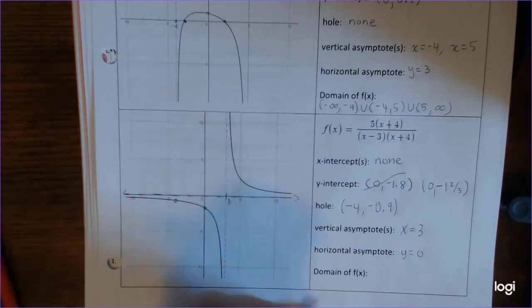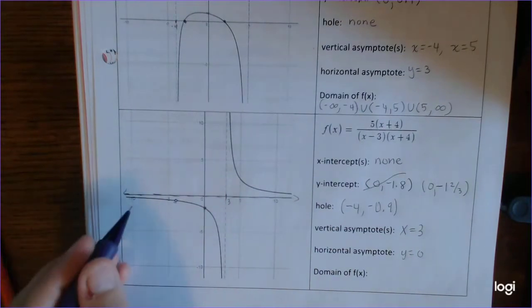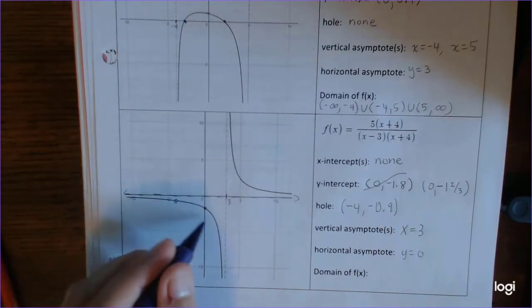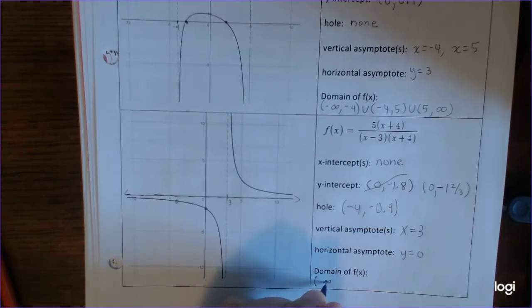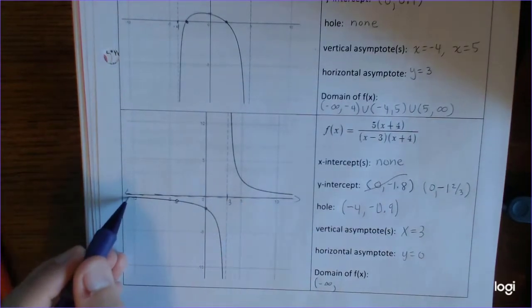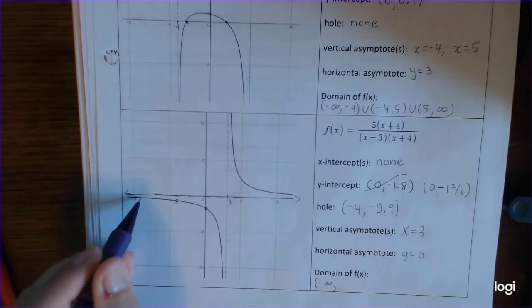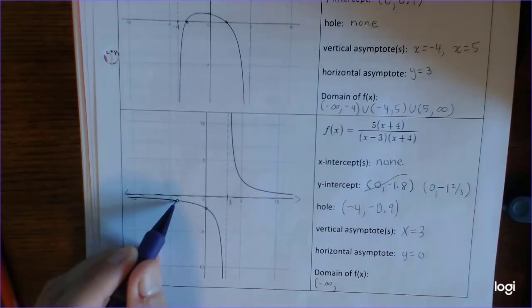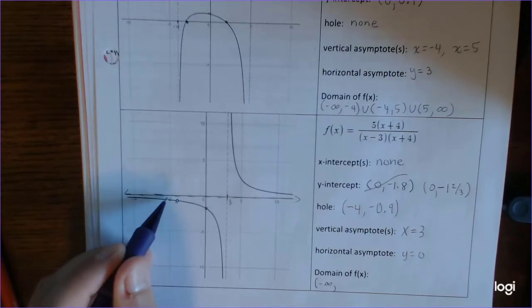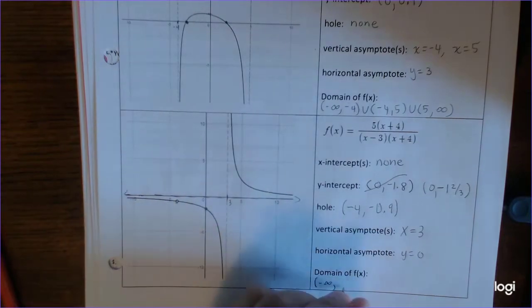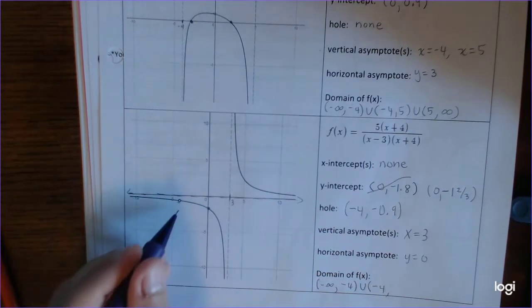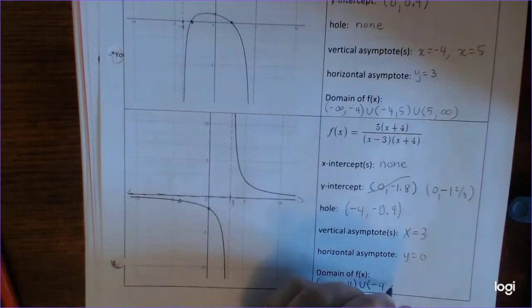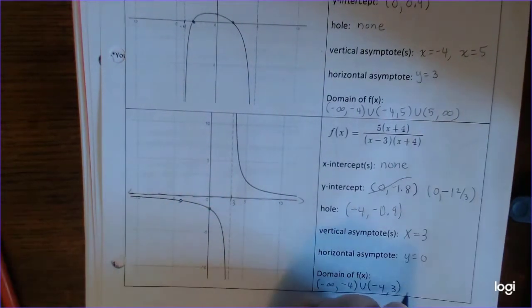Alright, and the domain, all the set of x coordinates that give you ordered pairs. Okay, so this is a little tricky. You've got negative infinity. All these x coordinates are giving you y coordinates, ordered pairs, but then when you get here, that's not a point, that's a hole. So we've got to skip over when x is negative 4. And then negative 4 all the way to 3, but then we have to skip over that vertical asymptote.